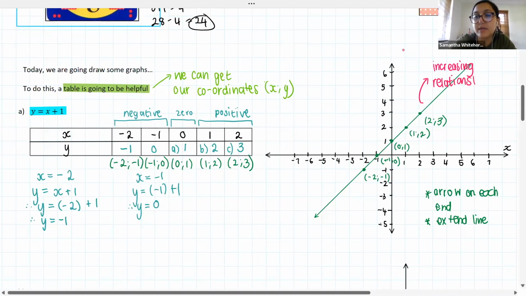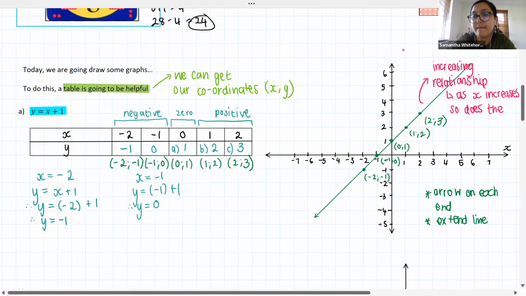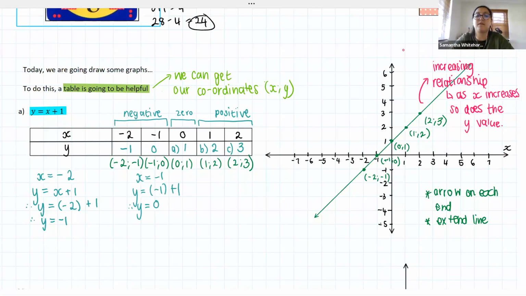Right, and what that means is basically as X increases, so as your input value increases, your output value increases. Yes, you do have to draw the graph. If you've been told to draw the graph, you do have to. If you've been asked to draw a graph, you have to draw the line.